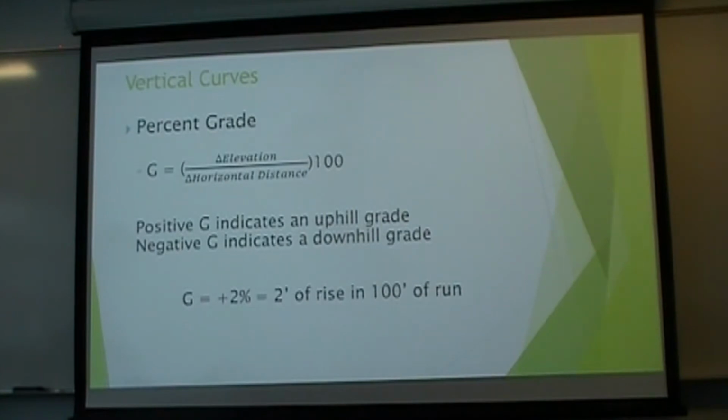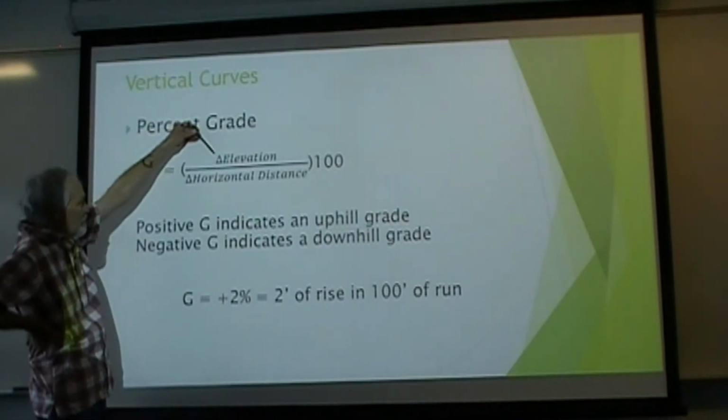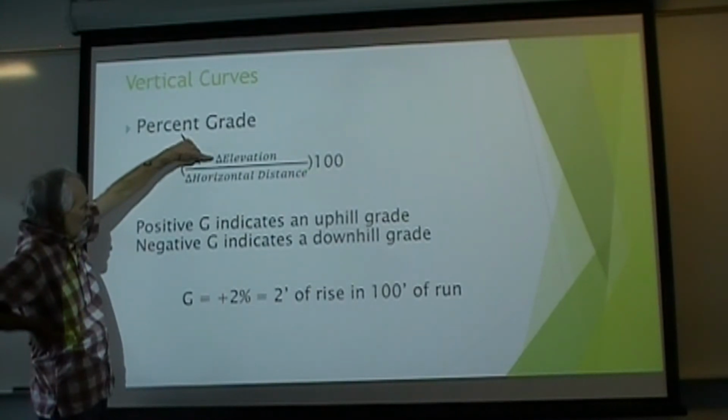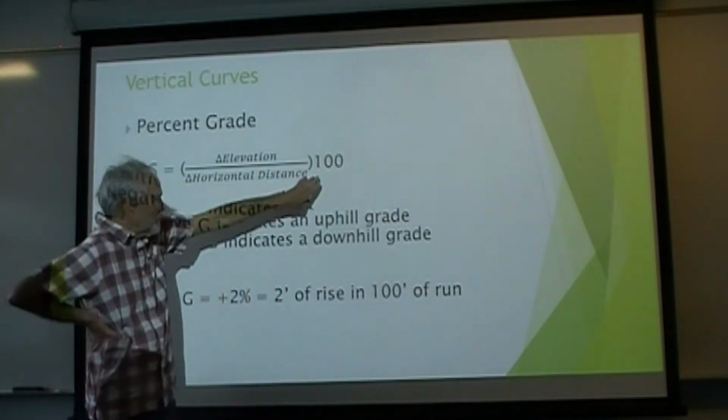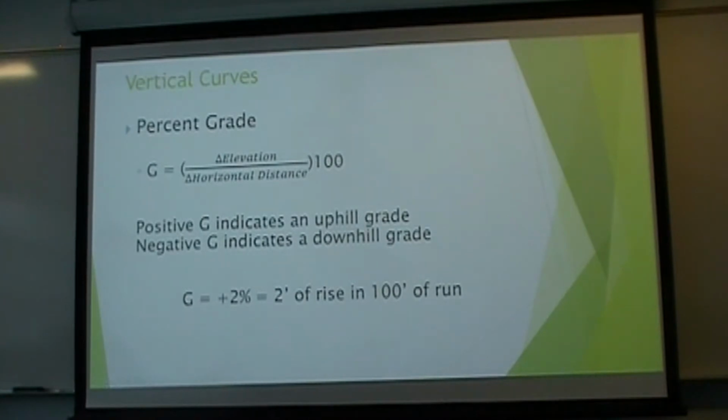So percent grade is basically just rise over run. We define that as G, delta elevation in feet, divided by delta distance, horizontal distance in feet. If it's meters, then it would be meter per meter. If it's feet, it's feet per foot. But we then multiply that by 100, and that gets it into a percent. So positive G indicates you're going uphill, negative indicates you're going downhill.